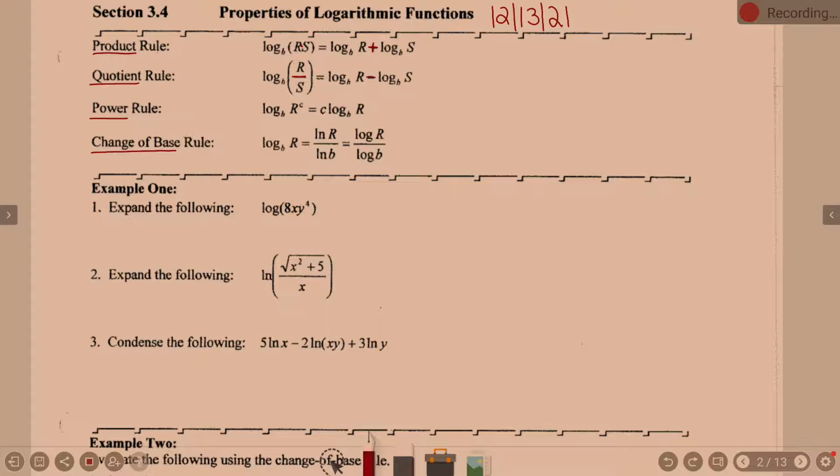Okay? Ready to try some of these? We're just going to do some examples here where we're just practicing using these properties and becoming familiar with them. So number 1 says to expand. Right now it's written as 1 log. If we're going to expand it, we're going to write it as multiple logs. So basically we're going to use all these rules up above that we can to get it to expand. So log of 8xy to the 4th.